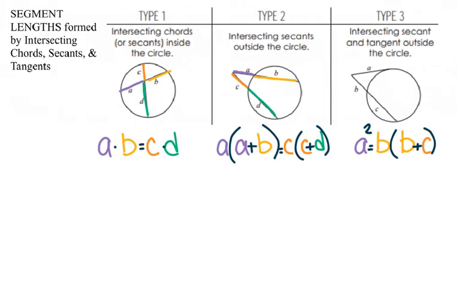And then the last one, if you had intersecting a secant and a tangent. So A is going to be your tangent, and then B and C are going to be your secant, and they're going to be right beside of each other.